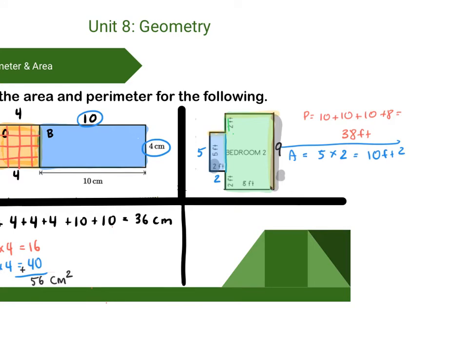So for my second one, it's 8 times 9 is 72 feet squared. But remember, I got to add those together. So you should have 82 feet squared for the area on this one.